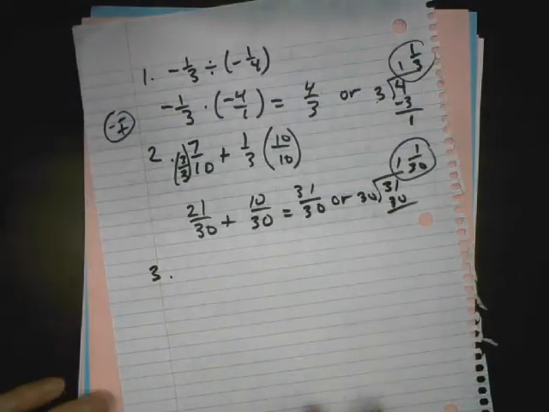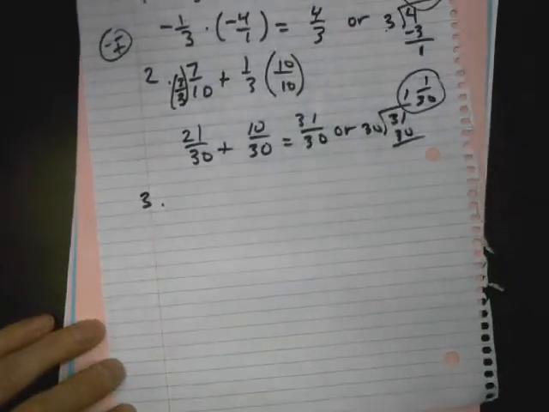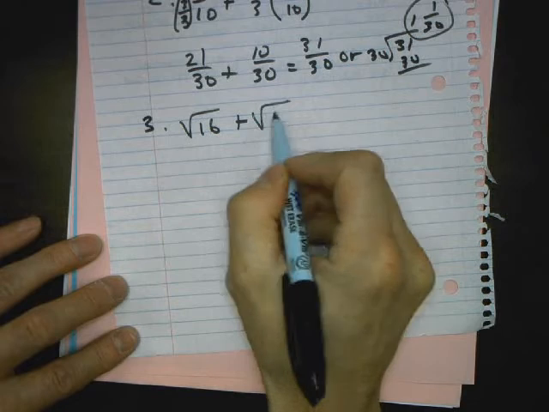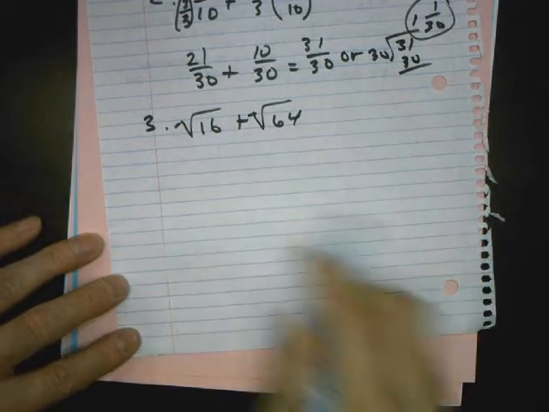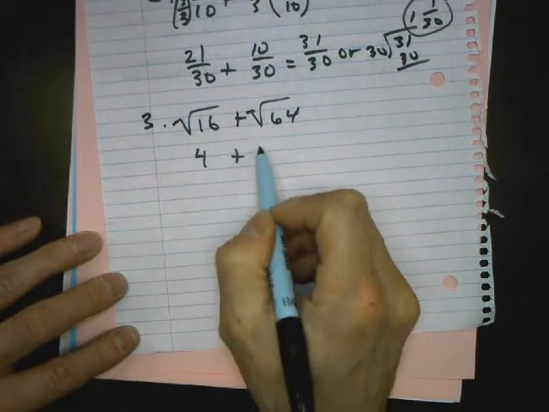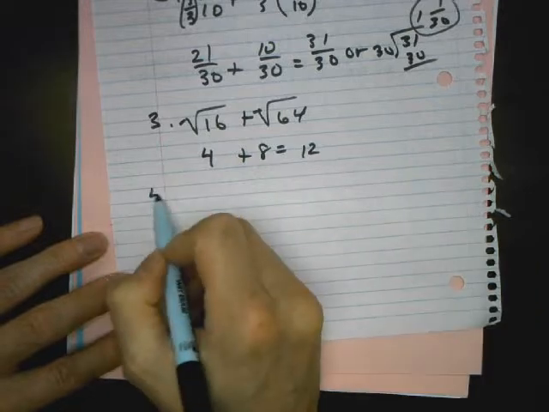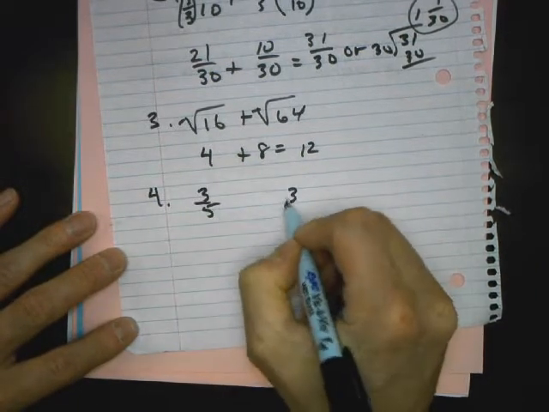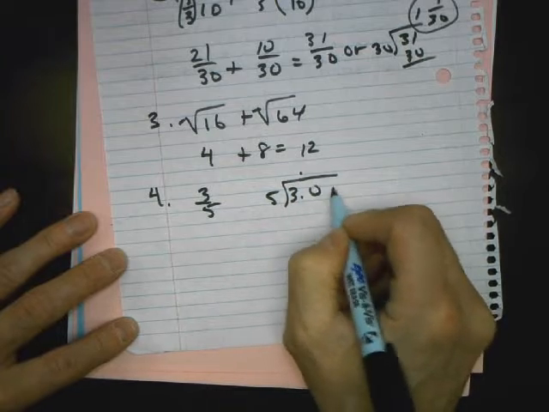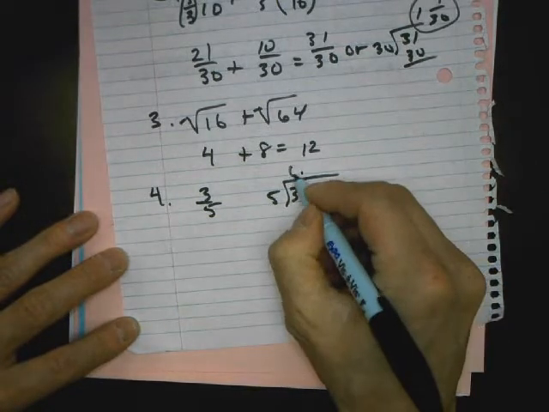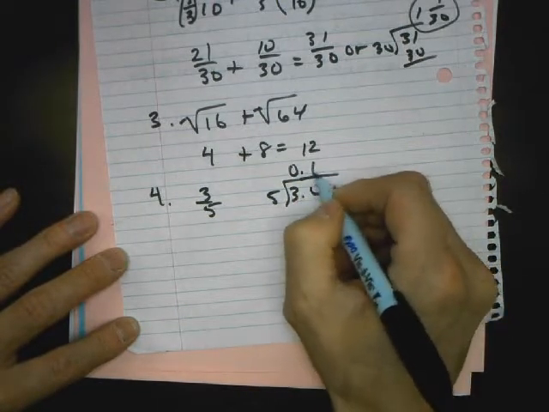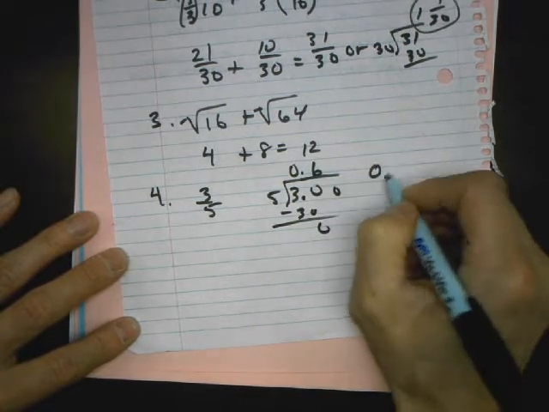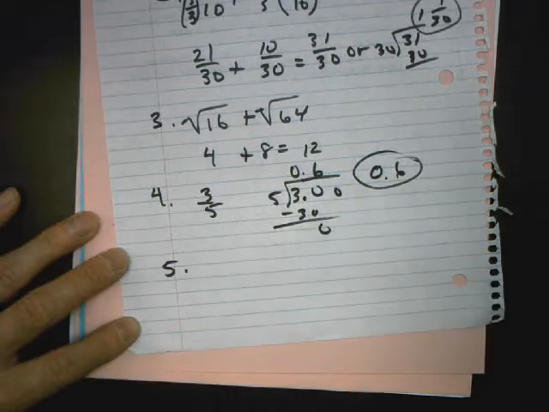Alright, number 3. We're going to simplify. The square root of 16 plus the square root of 64. Well, square root of 16 is 4, square root of 64 is 8, 8 plus 4 is 12. Done. Number 4. Write the fraction 3/5 as a decimal, so we divide in and out. Put our decimal there, add as many zeros as we need to. 5 doesn't go into 3, so don't start there. 5 does go into 30, and since we're on this side of the decimal, and I have a 0 remainder there, my answer is done, 6/10.